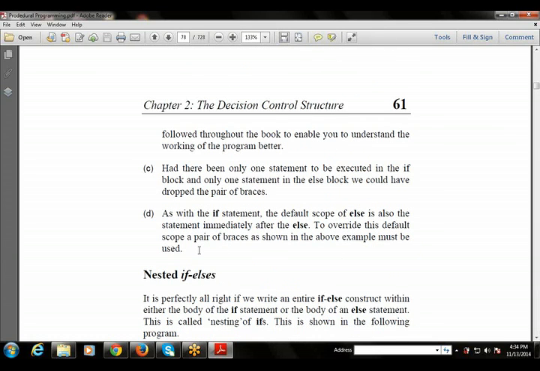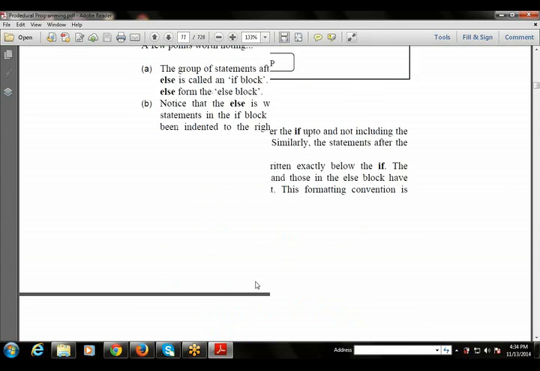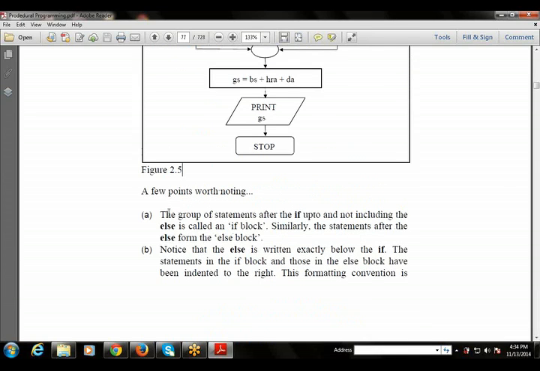Now nested if else, that is how nested if else will be used. That is, within the if else there is a nested if else. First of all, let's see the points that are discussed. The group of statements after the if, up to and not including the else, is known as the if block. Similarly, the statements after the else come under the else block. So one is the if block, one is the else block.